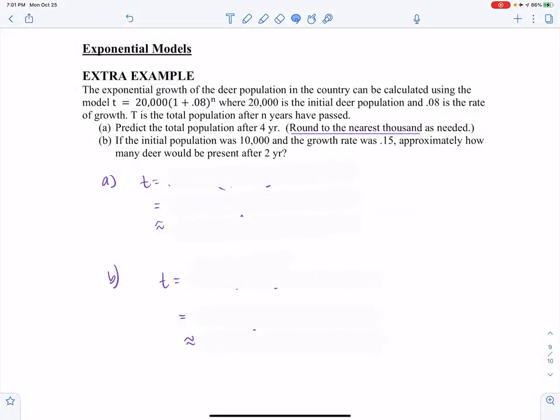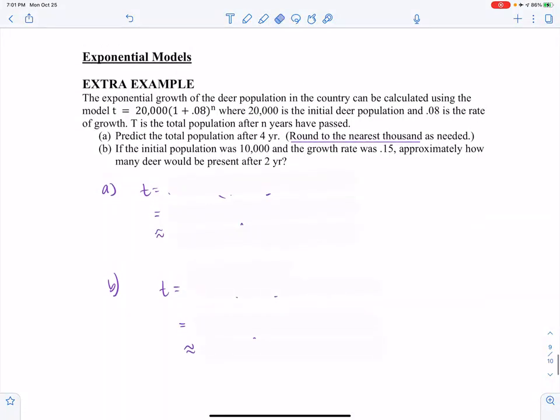T is going to be the total population. And n is going to be the number of years that have passed. So for part A, we're asked to predict the total population after 4 years. So we're going to keep our equation exactly the same. The only thing that we're going to change is our power. And so 4 years have passed. So we go and we plug that into the calculator, and we get 27,209. But please note, we were supposed to round to the nearest thousand.